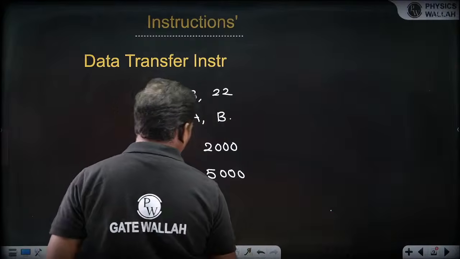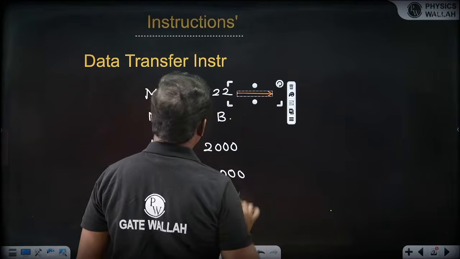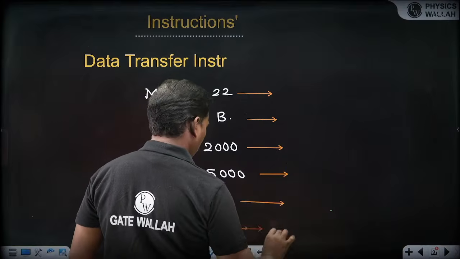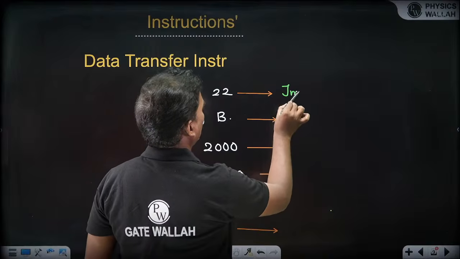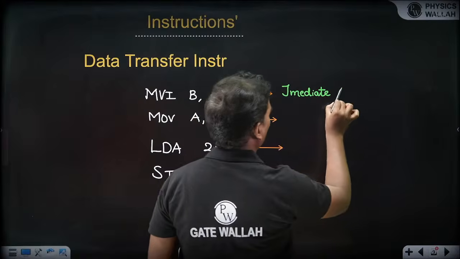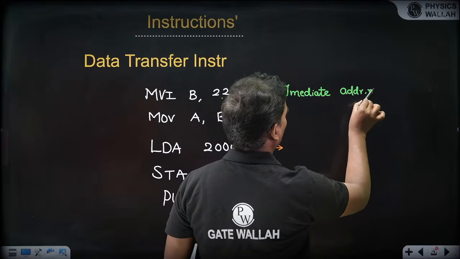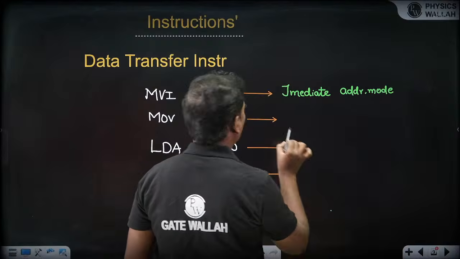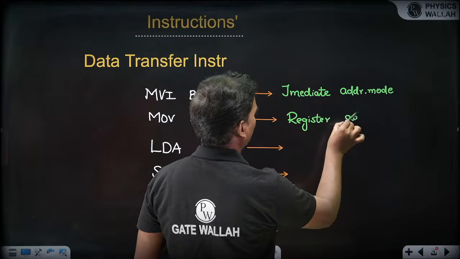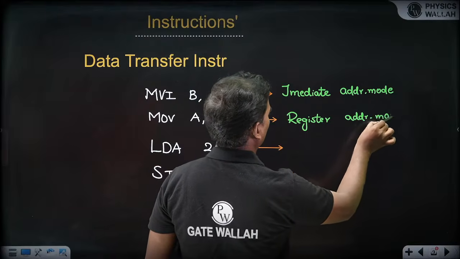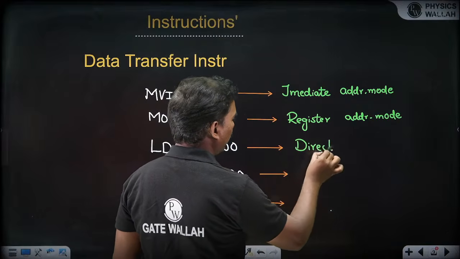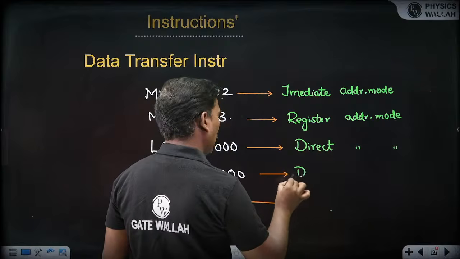Move immediate B comma 22. This can be called an immediate addressing mode. This is a register addressing mode. It's a direct addressing mode. So see here, this is what we call immediate addressing mode. Why? Because whatever the number is there, that is going to come here. Next, this is what we call register addressing mode. Next, this one is the direct addressing mode. So this is also direct addressing mode.